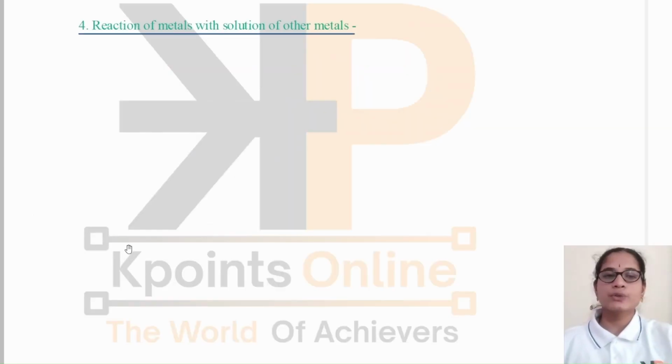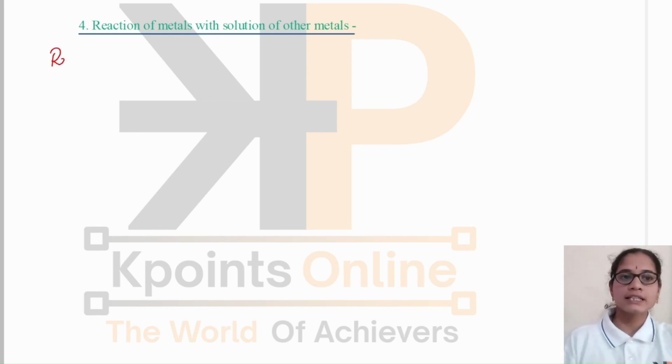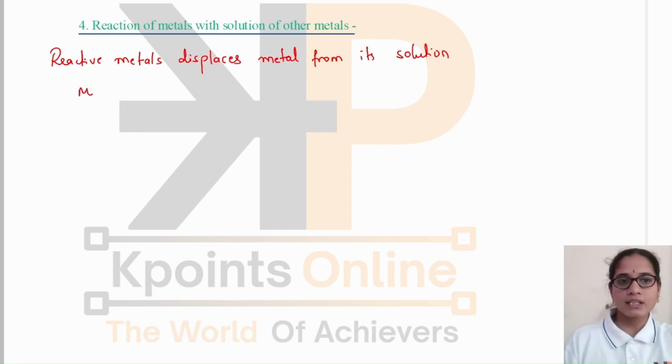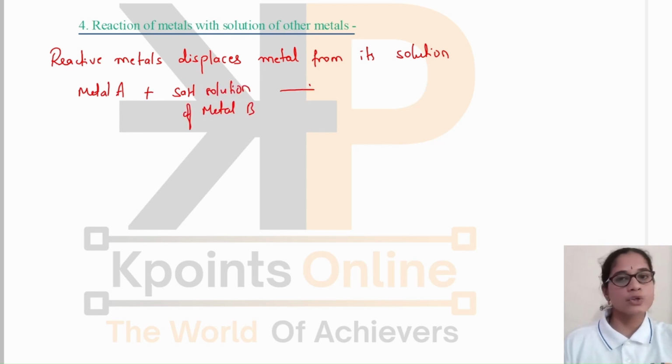Okay. Next, we are going to discuss the reaction of metals with solutions of other metals. We have seen this kind of reaction during displacement reactions, which we studied in chapter 1. What has happened? The reactive metal has displaced the other metal from its solution. Suppose you have taken metal A and you are going to react it with the salt solution of metal B, what are you going to get?